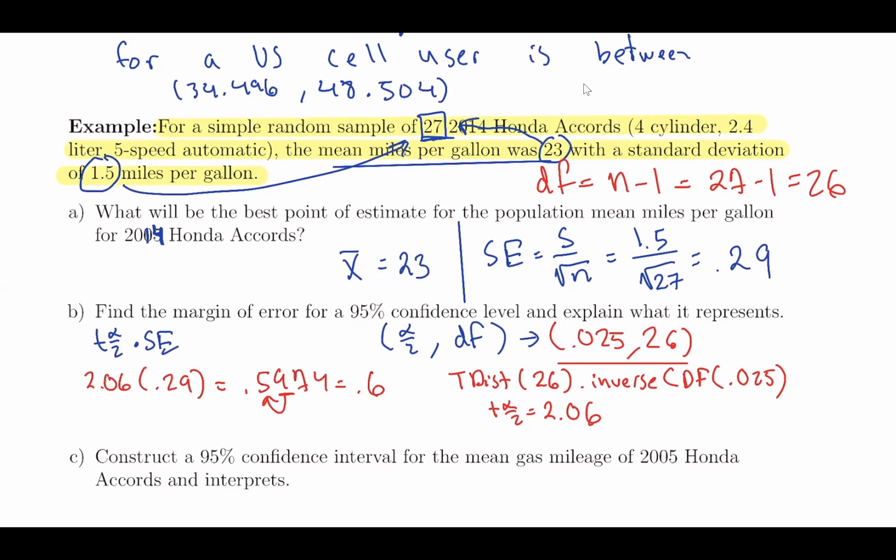So remember, the margin of error is my wiggle room, because we know we're not going to be 100% correct with the point estimate, but the margin of error tells us how off our point estimate could be. So it's saying it could be within 0.6 of x bar. All right. Everybody good for B?